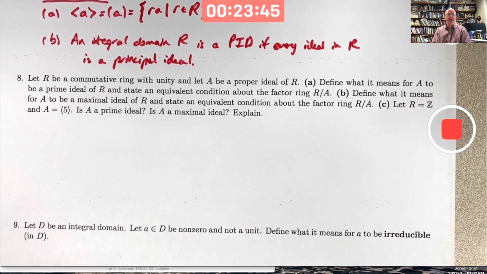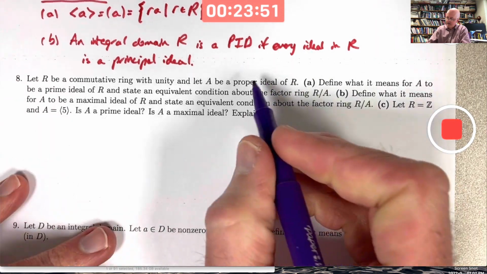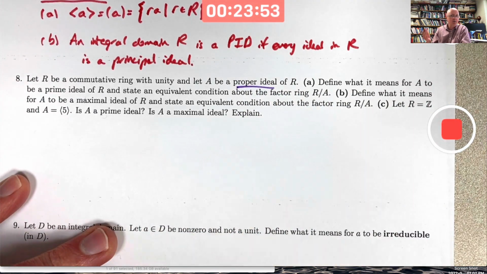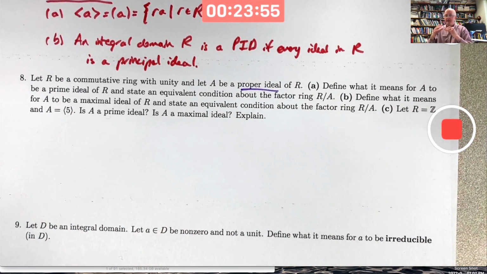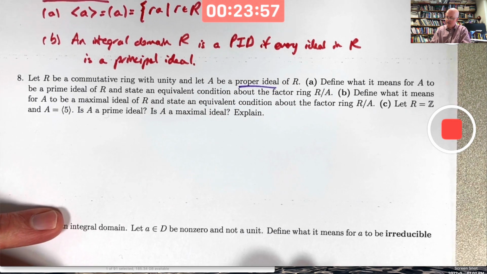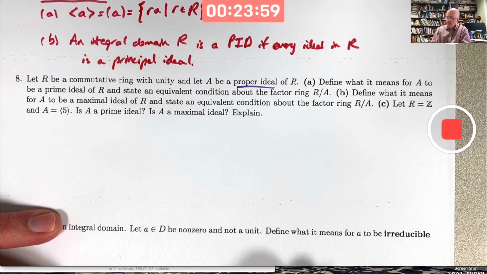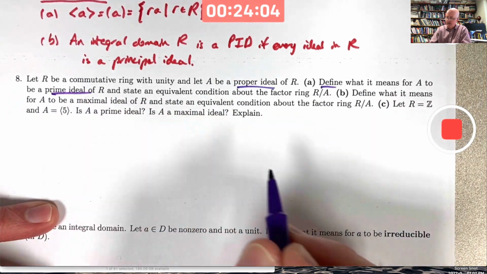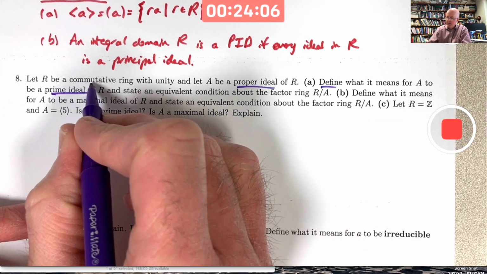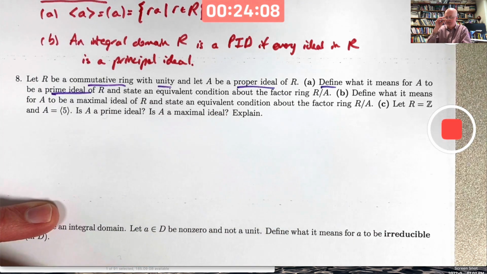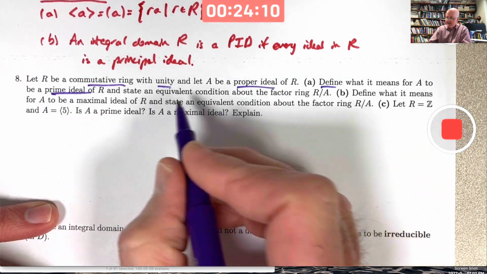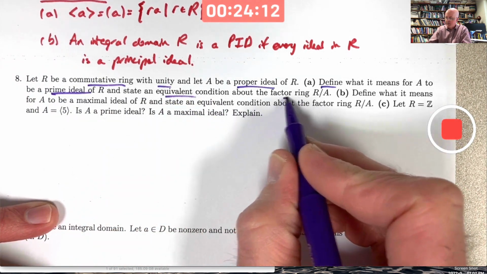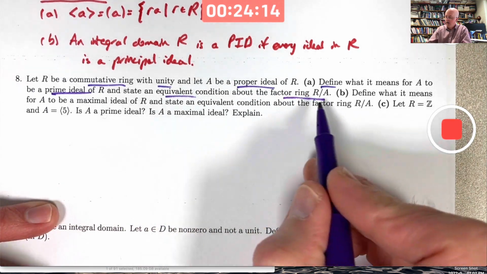Number 8, let R be a commutative ring with unity, and let A be a proper ideal of R, so it's not equal to R, it's a proper subset of R, and it is also an ideal. Part A, define what it means for A to be what's called a prime ideal of R. In a commutative ring with unity, it's a more specialized definition that we're going to give. And state an equivalent condition about the factor ring or quotient ring of R by A.